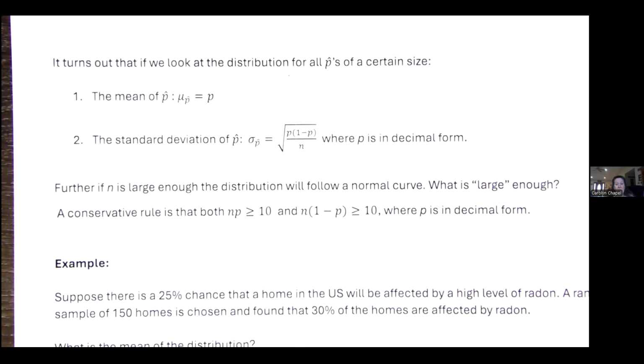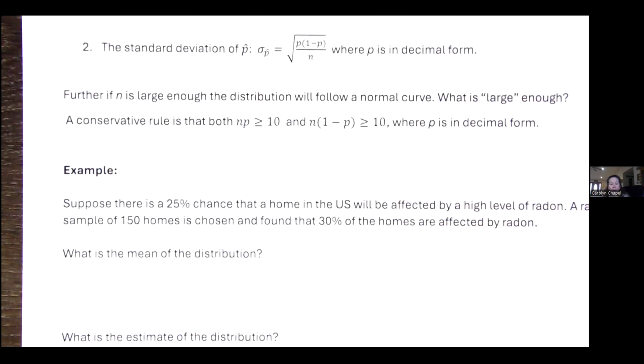Further, if n is large enough, we will have a normal curve. That's another nice thing: it will be the normal curve, not a t. So we can go back to our normal curve and work with that. A conservative rule, meaning we can probably get by with something smaller but we'll be conservative: if both n times P and n times 1 minus P are bigger than 10, again with P in decimal form, it will be that normal curve. So let's get a feel for what all this means.